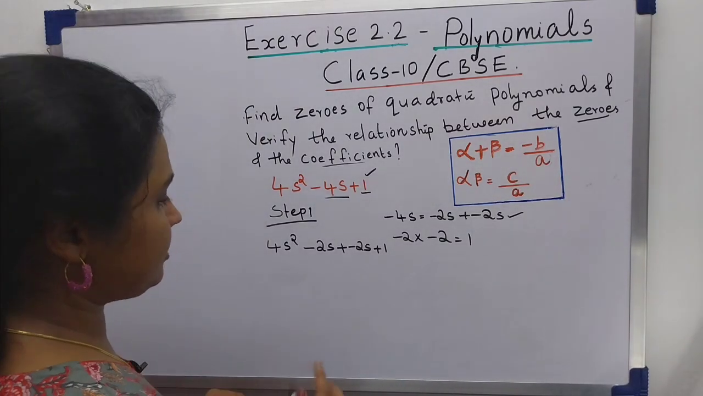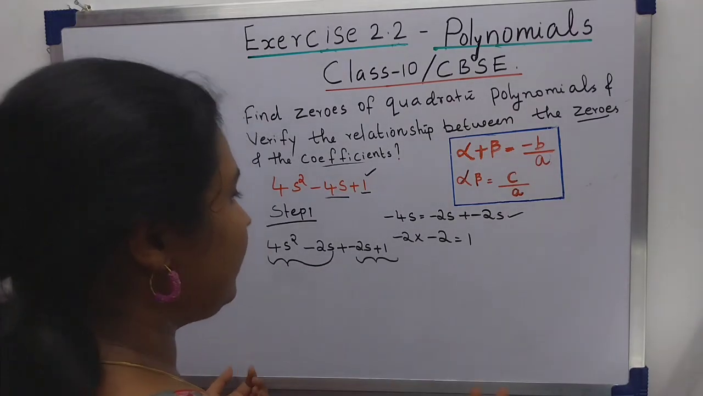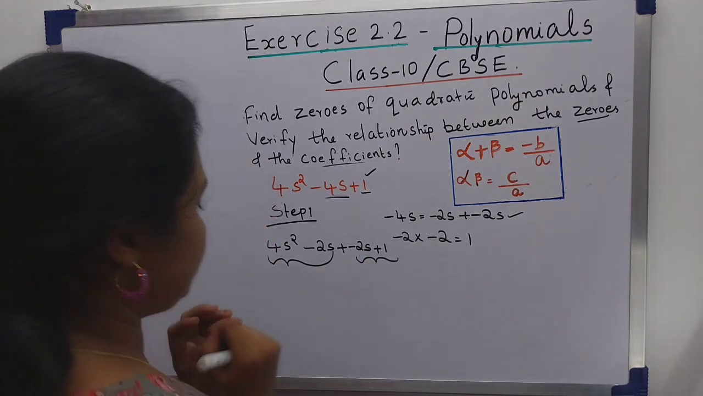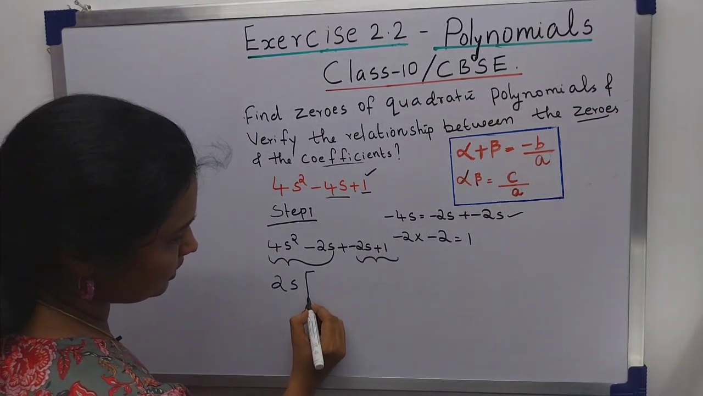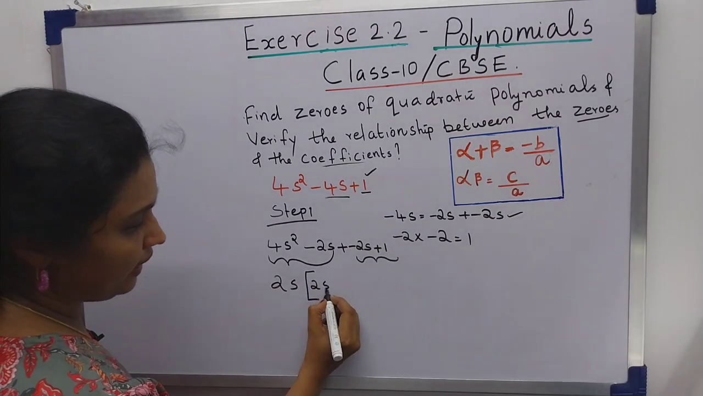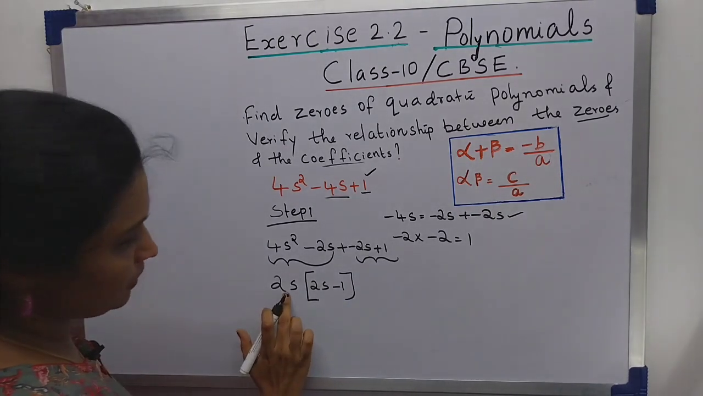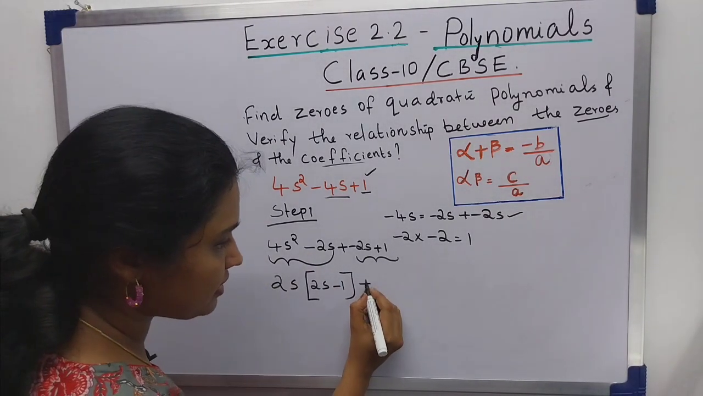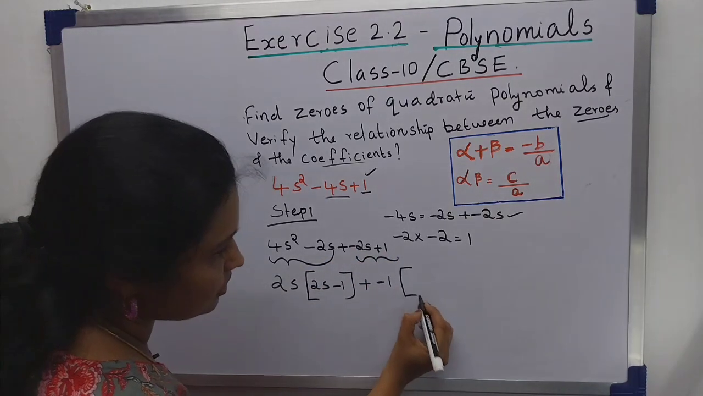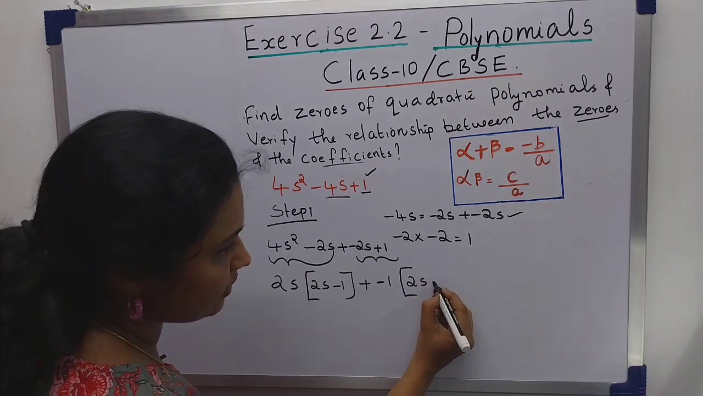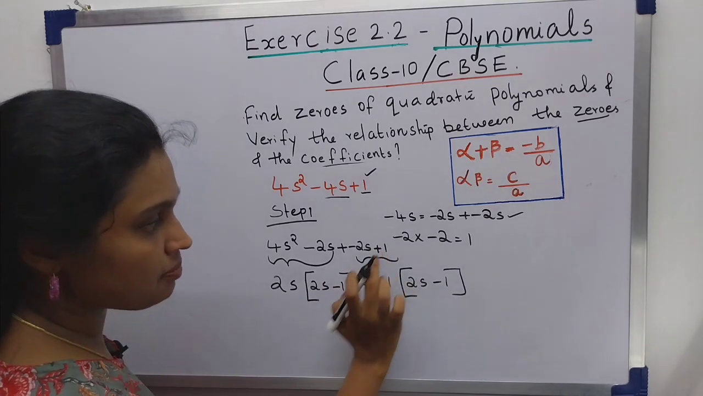Next, you have to apply the grouping method. So, you group the first two terms and group the remaining terms. What is the common factor of these two terms? 2x. 2x into 2x is equivalent to 4x square, and 2x into minus 1 is minus 2x. For the next two terms, what is the common factor? I take minus 1 outside. The remaining term is 2x minus 1. Minus 1 into 2x is minus 2x, and minus 1 into minus 1 is plus 1.